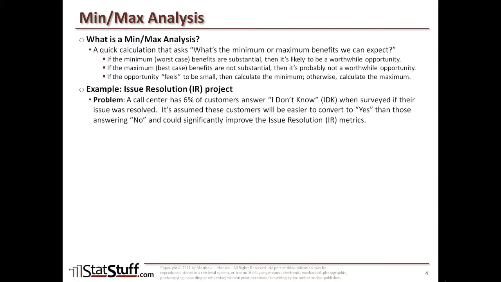So that was kind of the assumption behind it, and since 6% of folks answered I don't know, we saw it as a huge opportunity to possibly increase the metric itself. So basically, from a min-max analysis perspective, we wanted to ask, what's the maximum IR benefit that we can expect when we convert all those I don't knows to a yes? So we approached it in two different ways.